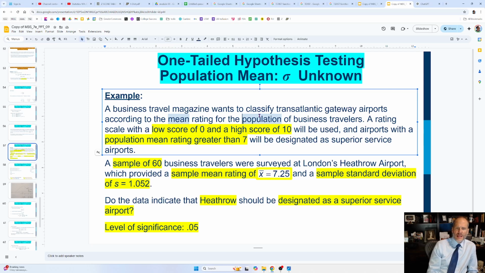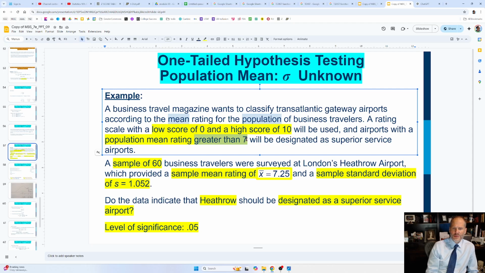travelers. A rating scale with a low score of 0 and a high score of 10 will be used. So from 0 to 10, please rate this airport. It's going to be used; it hasn't been used yet. And airports with a population mean rating greater than 7, not greater than or equal to 7, but greater than 7, will be designated as superior service airports.